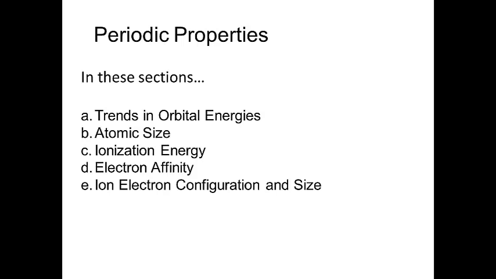We're going to first look at trends in orbital energies, and that is that the energies of the orbitals we were talking about, like 2s orbitals and 3p orbitals, aren't the same for each element. We're going to look at the trends for that. Then we're going to look at atomic size, ionization energy, and electron affinity. Those are the three main atomic properties that correlate with orbital energies and with the periodic table position. And then we'll look at electron configurations and sizes and explain why ions are the way they are.